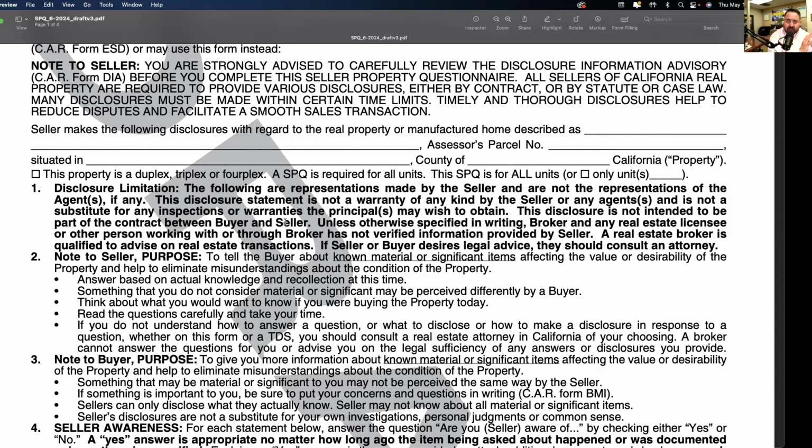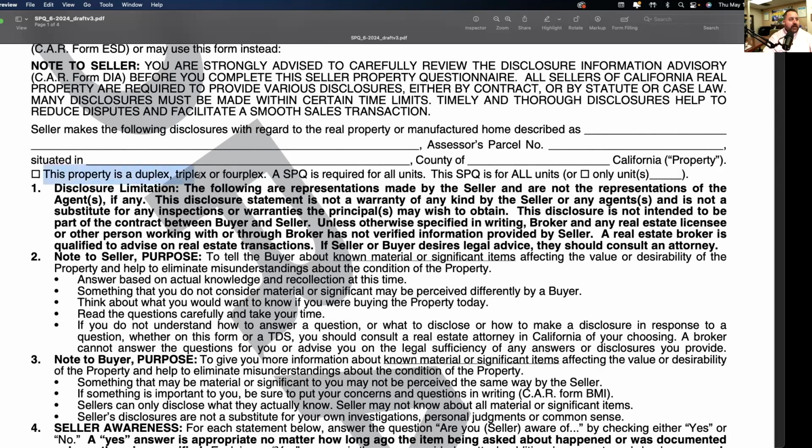So one of the things that I like to always say is when we're talking to the seller, remind them to think about their property as if they were going to be buying the property right now. What things, if you were a buyer today walking into this property, would you want to know about your property? It's very straightforward. I did skip over something.